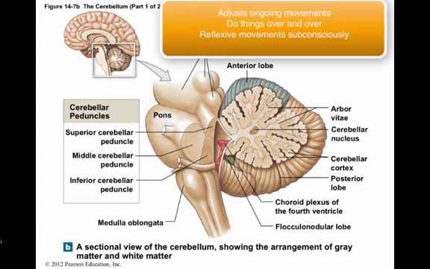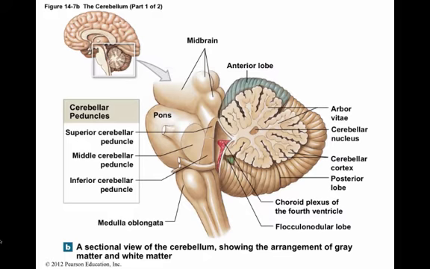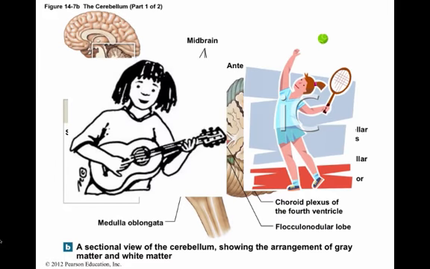The cerebellum adjusts ongoing movements, allowing you to perform the same movements over and over again. It coordinates learned and reflexive patterns of muscular activity at the subconscious level. For example, learned muscle patterns such as those involved in serving a tennis ball or playing the guitar are stored and processed in the cerebellum.